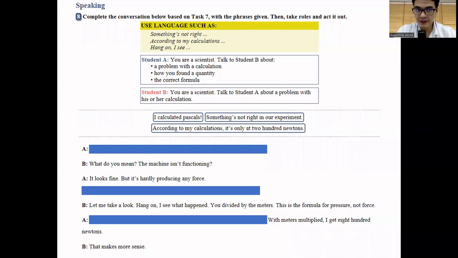For the speaking segment of this unit, I want you guys to read the following conversation and then try to figure out which of these given sentences belong to which blank. So you have 3 sentences here. I calculated pascals. Something's not right in our experiment. And according to my calculations, it's only at 200 newtons. So I want you guys to pause this video, select which sentence belongs to which blank. And then when you're done with that, practice speaking out this conversation either by yourself or with a partner. And after you do all that, you may resume the video and I'll show you what the conversation looks like.